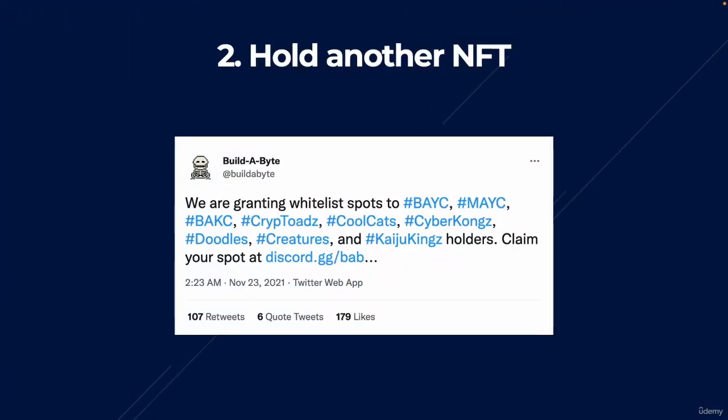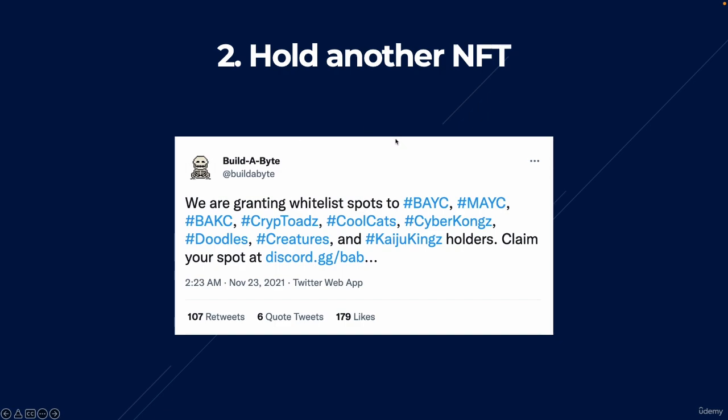The second strategy isn't really for beginners. However, if you hold any other NFTs, sometimes the project founders will give you an automatic whitelist on another project which they are in partnership with. For example, as you can see from the image on the screen, if you owned one of the NFTs as part of this NFT collection project, Build a Byte, you would have automatically got a whitelist spot on all of these massive NFT collections, Bored Ape Yacht Club, Mutant Ape Yacht Club, and so on.